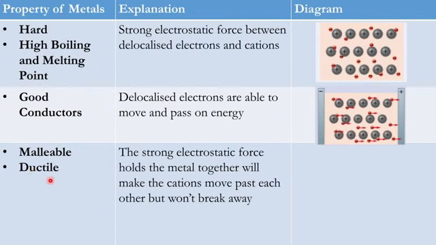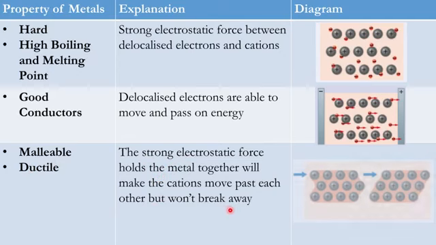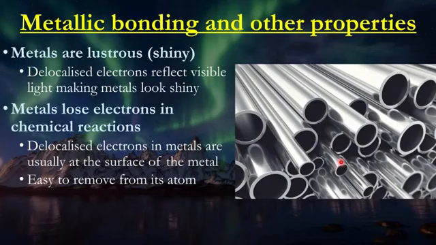Metals are malleable and ductile. The reason being is because these strong electrostatic forces ensure that there is no breakage. So the reason why you can bend metal is simply based on the fact that it's not brittle. The positive cations can be just kind of shifted around. Other things we know about metals is it's lustrous, so it's very shiny. We also know that metals do lose some electrons in chemical reactions because it's easy to remove.